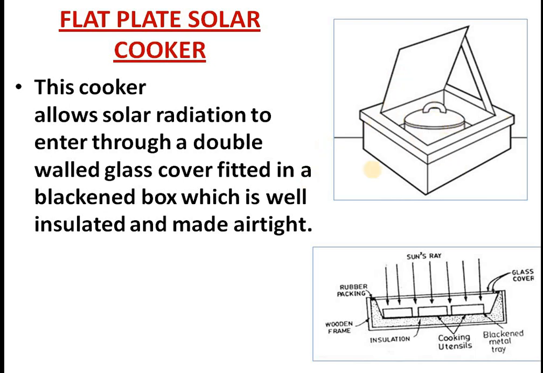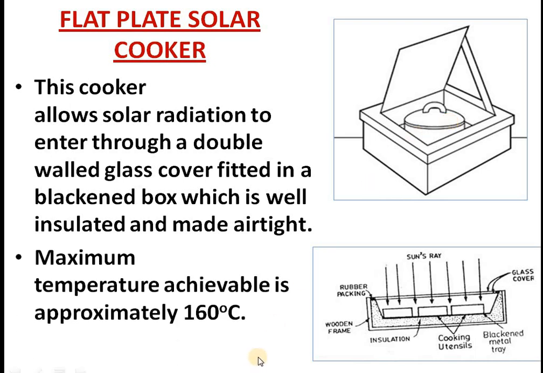And at the bottom, where the cooker is kept, there is a blackened sheet. So what happens? You can completely trap the heat energy inside, so cooking becomes very fast. We can achieve a temperature as high as 160 degrees Celsius. You know water boils at 100 degrees Celsius, but here you can reach a temperature as high as 160, which is an appreciably good level of temperature to cook normal foods.